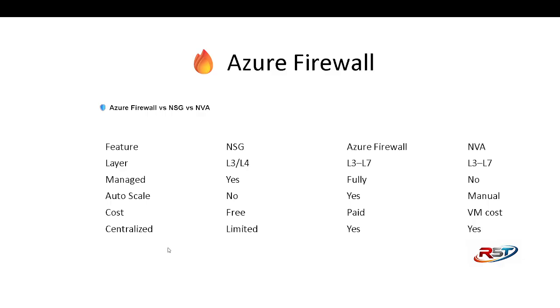Centralized: is it centralized? NSG is limited. It's not centralized, it works only in that particular VNet's subnet. Azure Firewall is centralized, so we can configure it on all VNets and all regions. Network virtual appliance we can also apply across regions and VNets. It is also centralized.